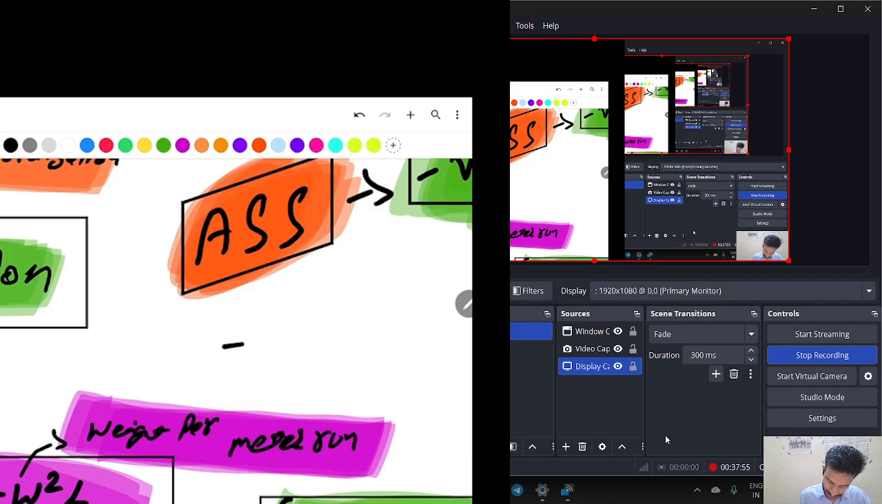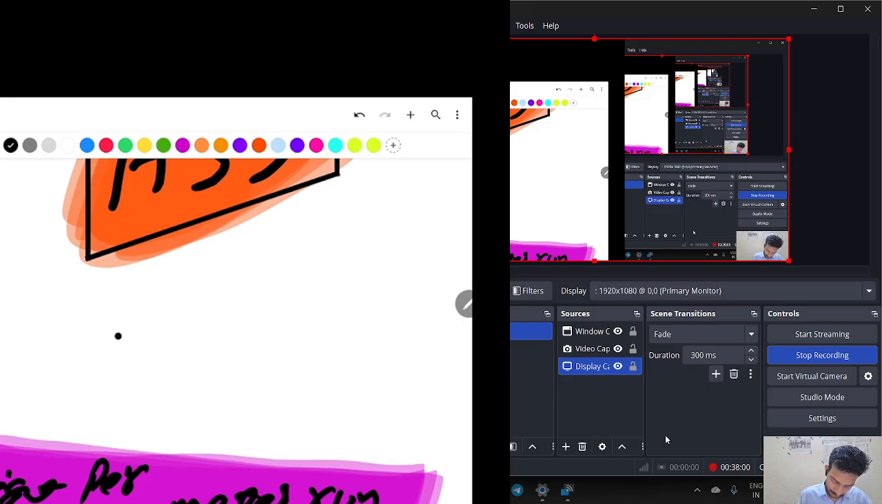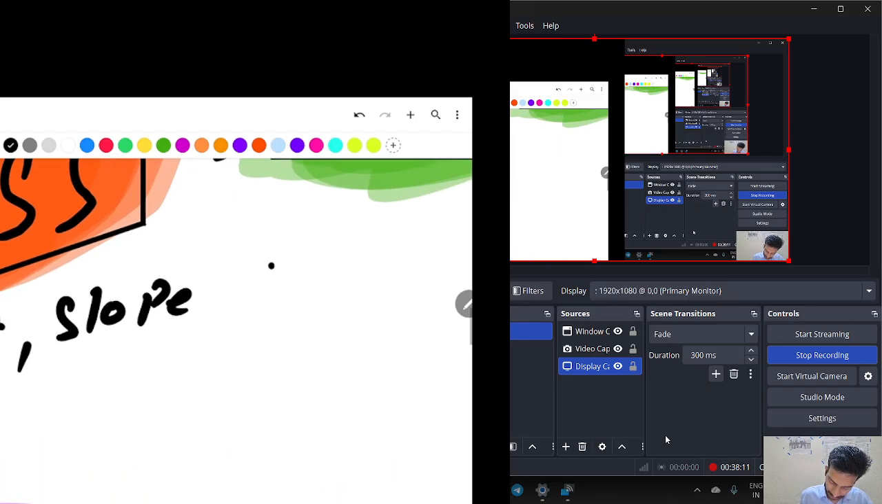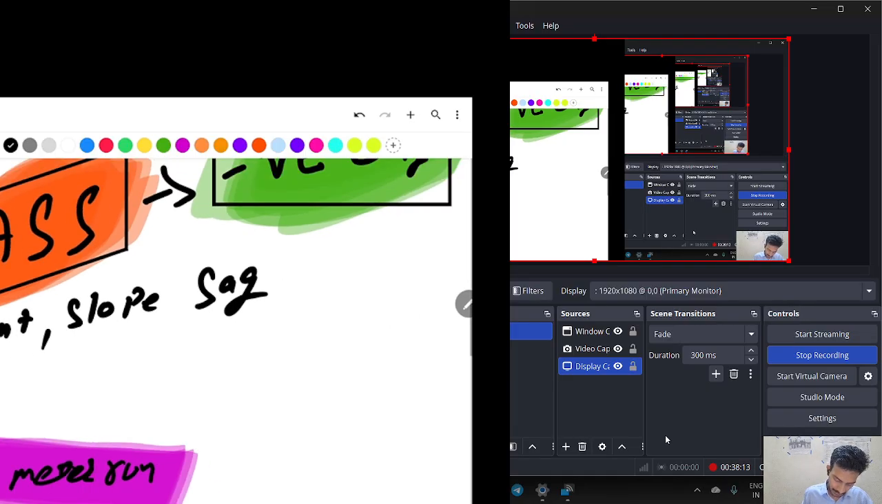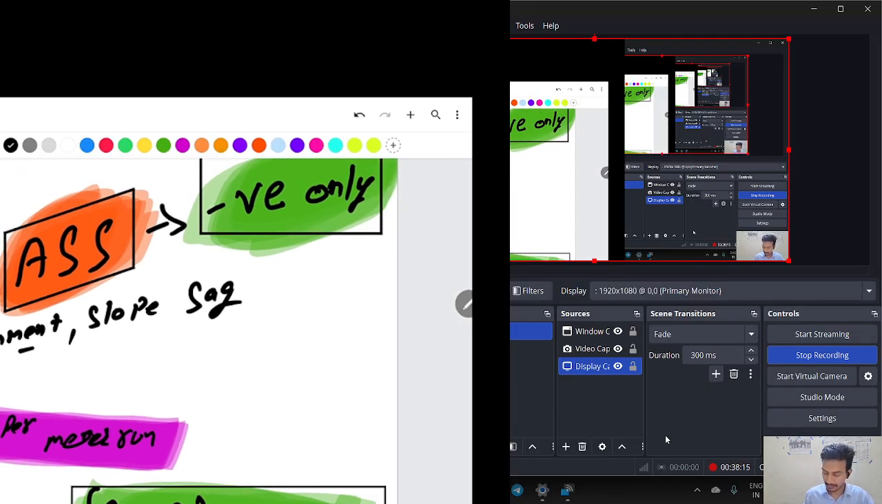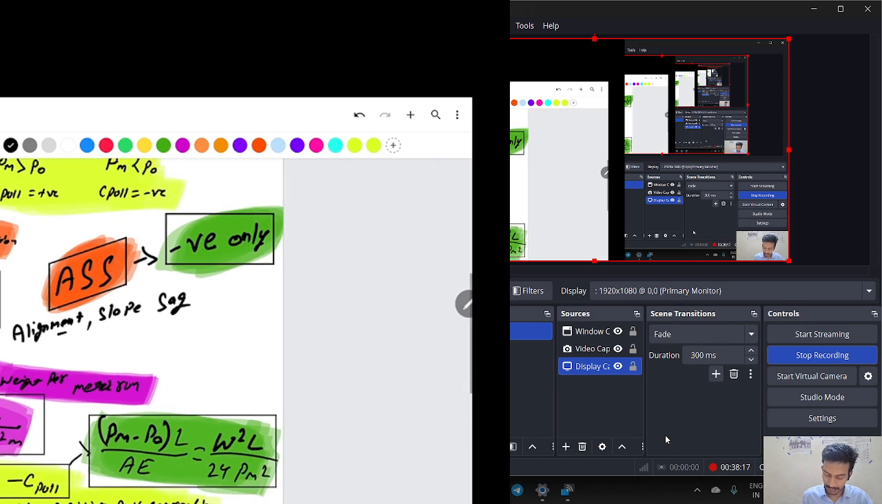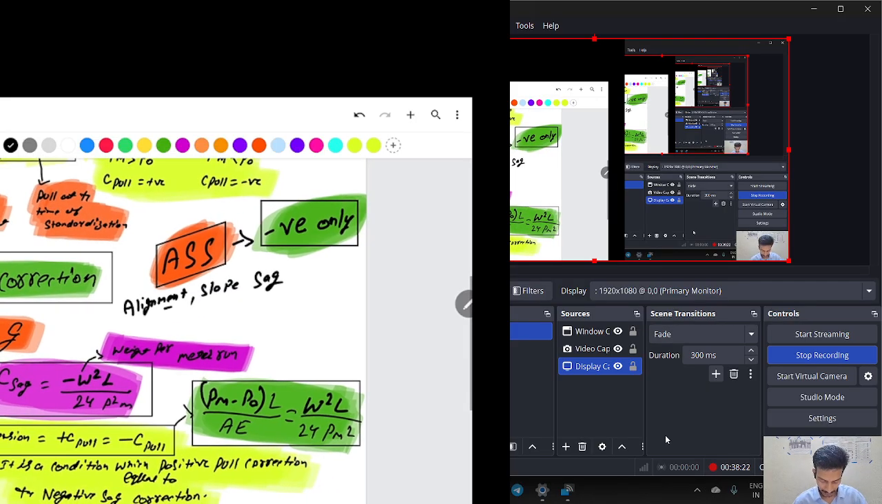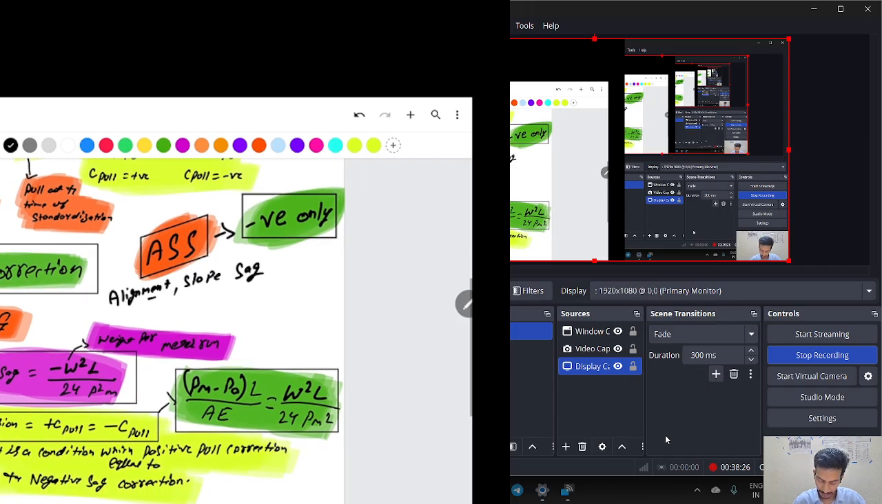Sometimes it's heavy, like alignment plus slope, and sag is known as S. S is always negative. Okay, you have to remember the formula.